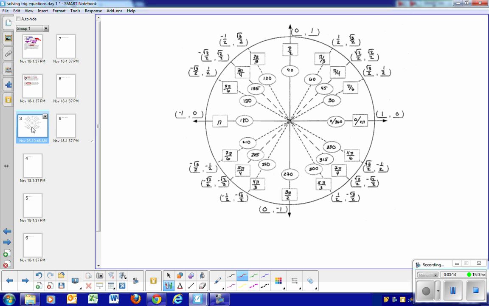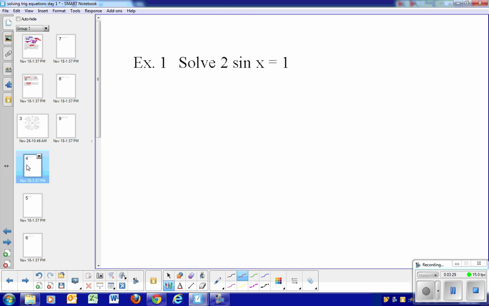In looking at these examples, if you are a little weak on your unit circle understanding, it will be useful to have a unit circle handy. So if you want to pause the video and get your unit circle out, that would be a good choice. All right, here's our first example.